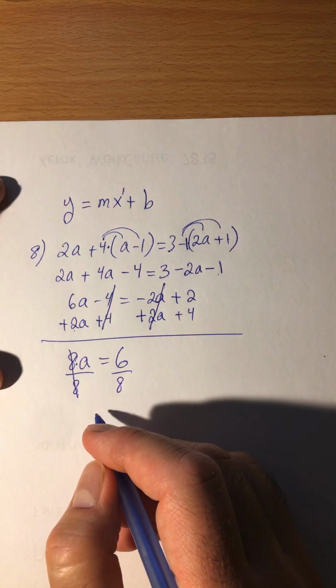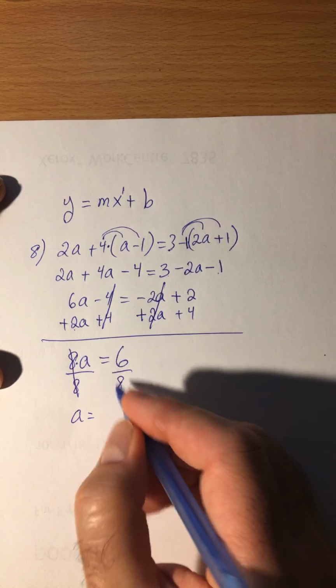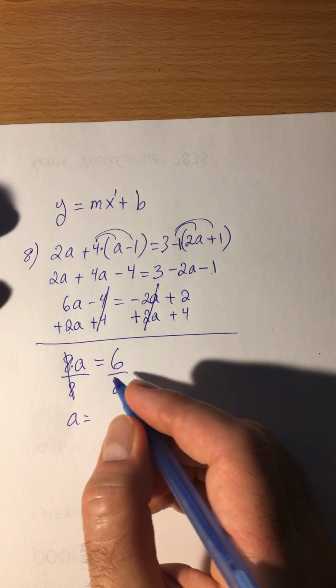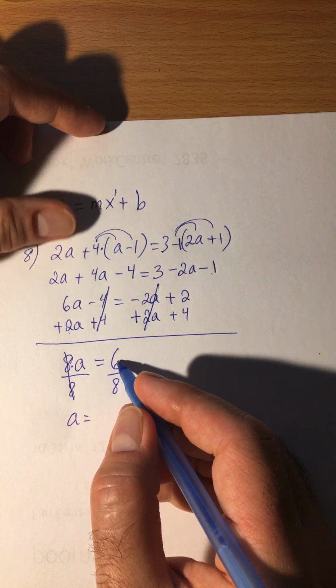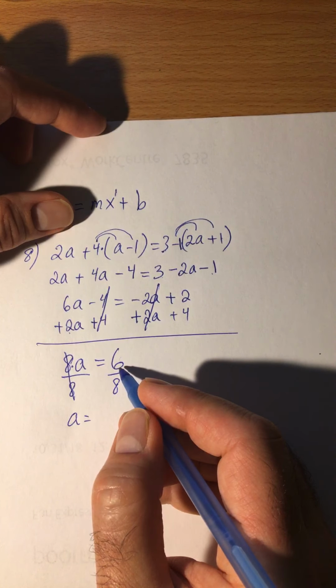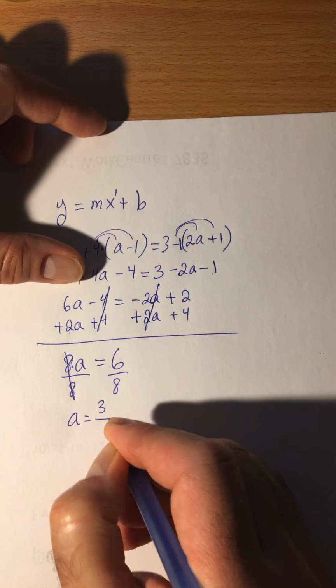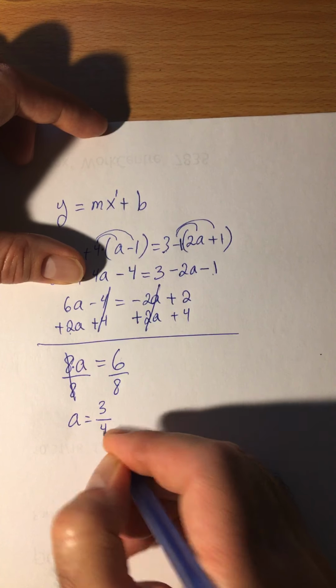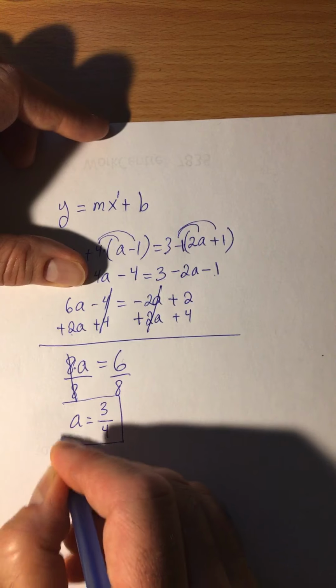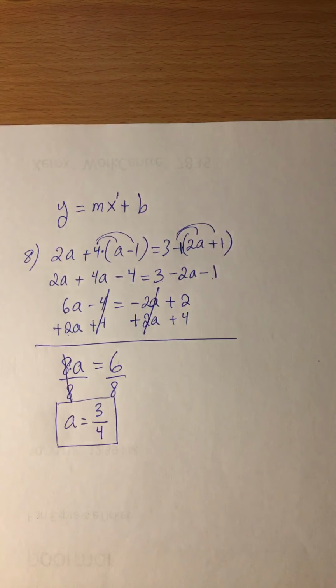And a equals 6 over 8, but 6 over 8 is reducible. Numbers top and bottom are both divisible by 2. So 6 divided by 2 is a 3. 8 divided by 2 is a 4. So here's your solution to the equation for problem number 8, 3/4.